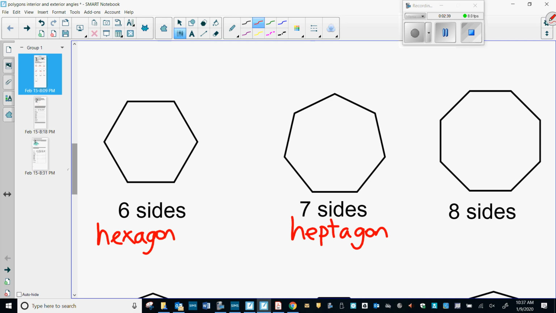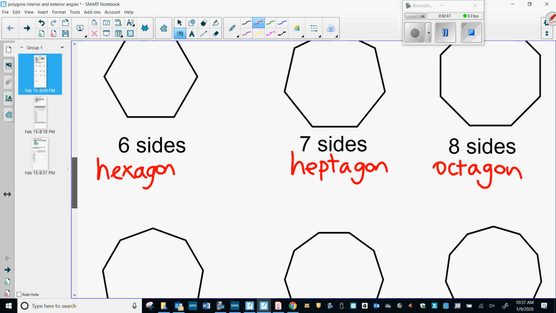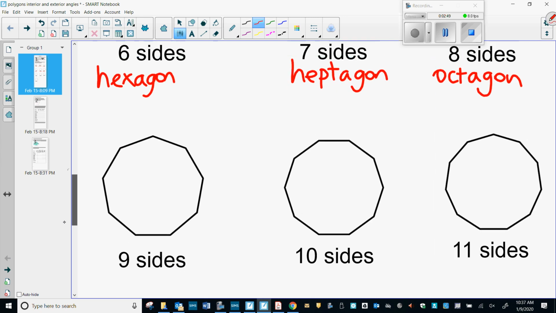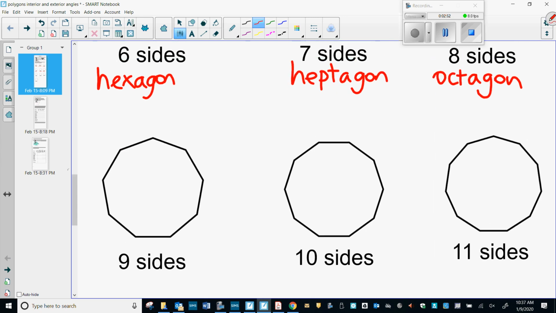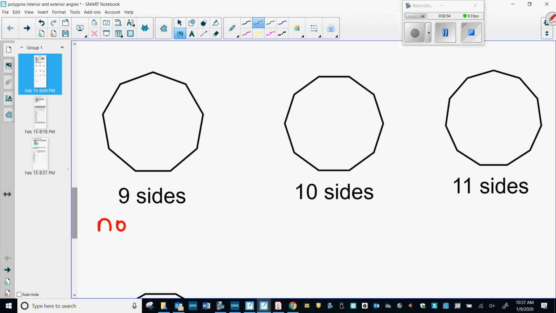Eight sides. Octagon. Nine sides. Nonagon. You have to say the number first, and then we have to say it. Ten sides. Decagon.